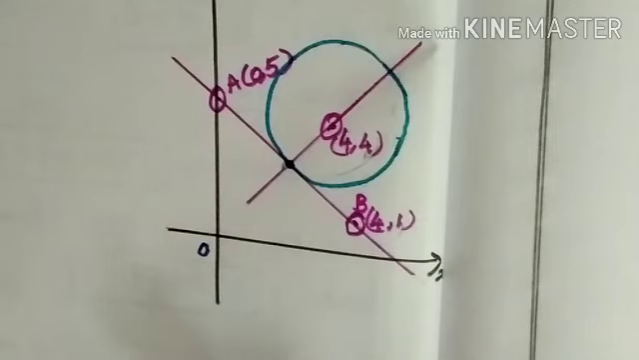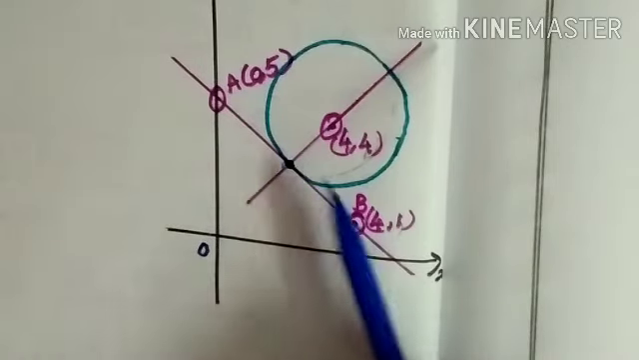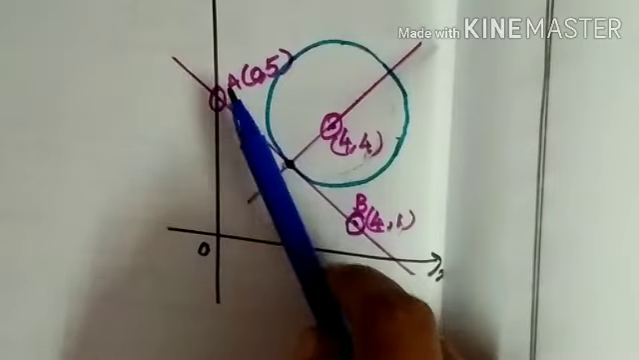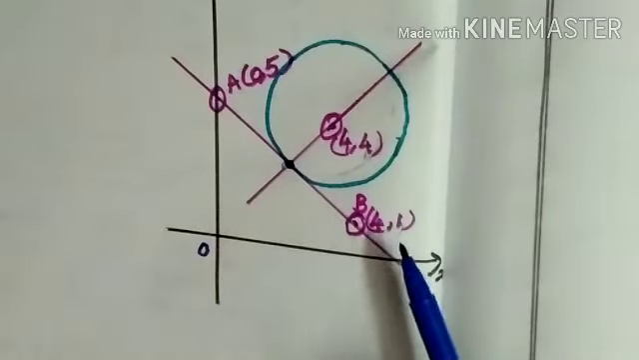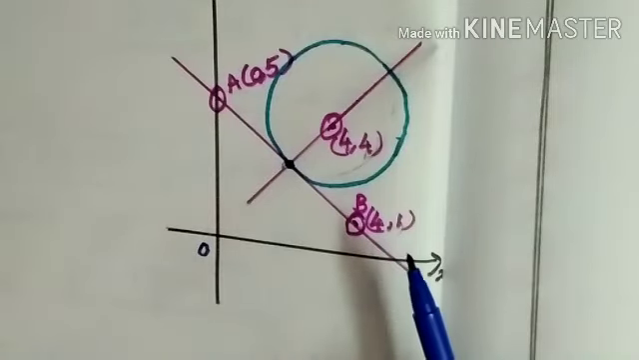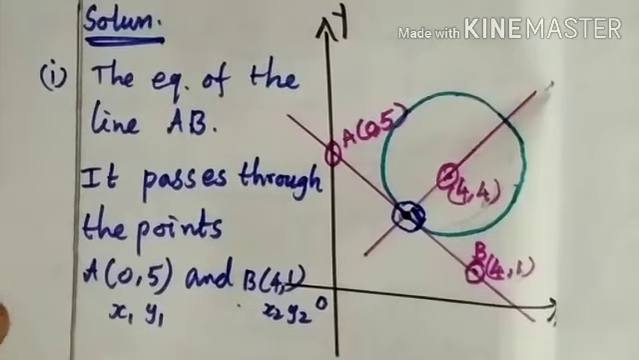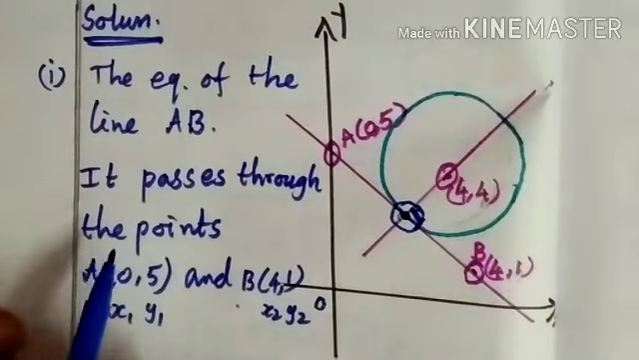Now what is the first subdivision? We have to find the equation of the line AB. Here A point and B point are also given in the question. Then how to find the equation of the line AB? Yes, by using the two-point formula. Let us do the solution.